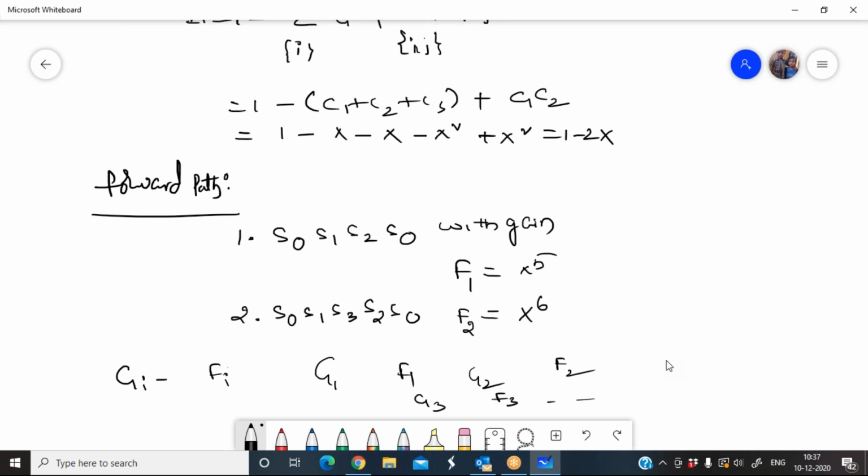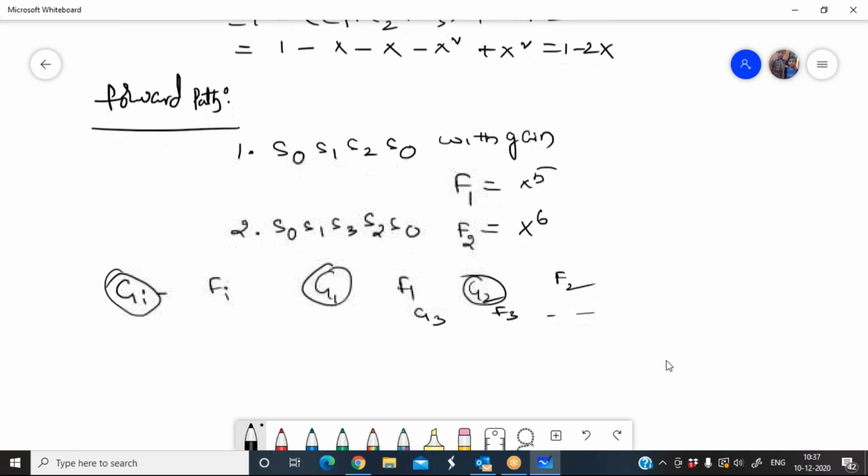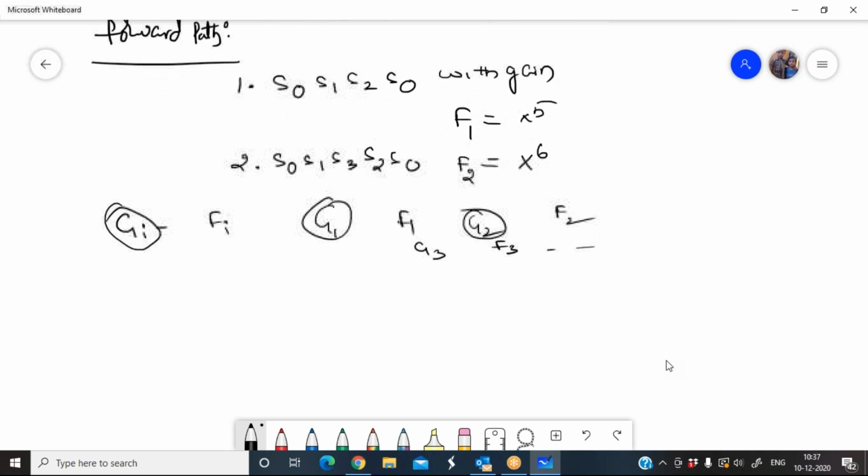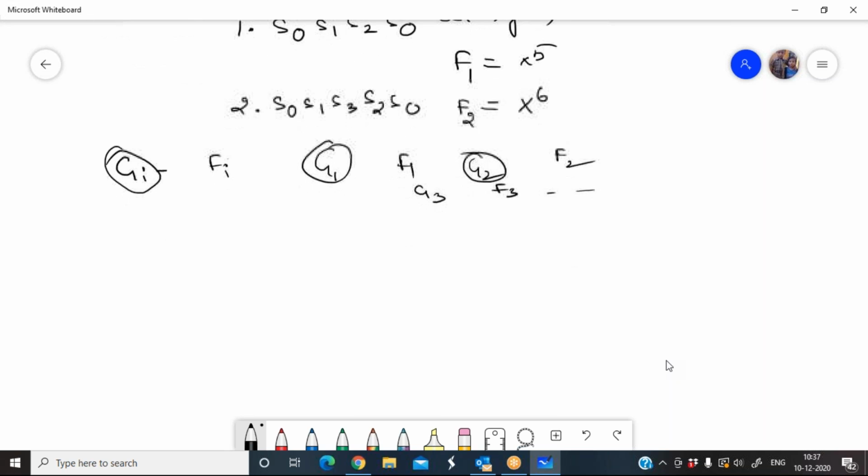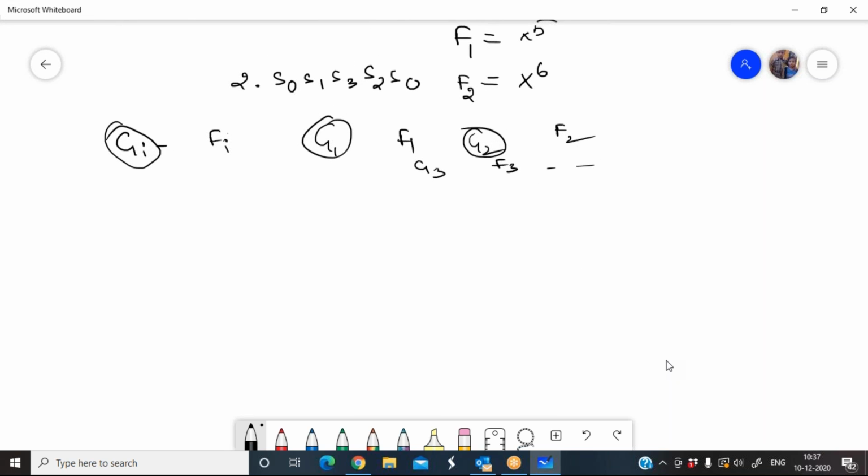But here there are only 2 forward paths. That means you have to draw only 2 graphs here, G1 and G2. Suppose you have 3 forward paths, you have to go for graphs G1, G2, G3. Here only 2 forward paths, so first I want to draw G1. In order to draw G1, you have to remove the states on forward path 1.